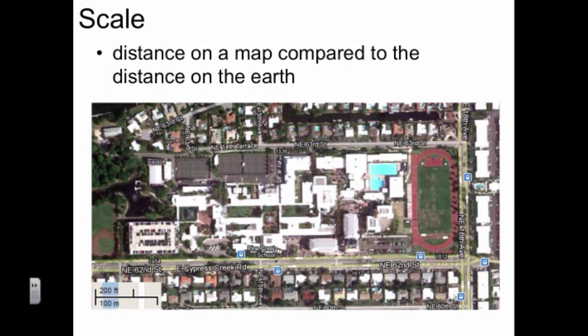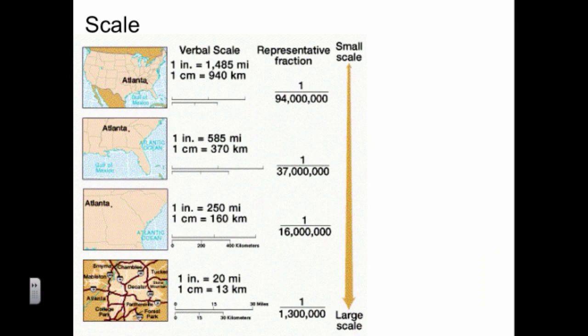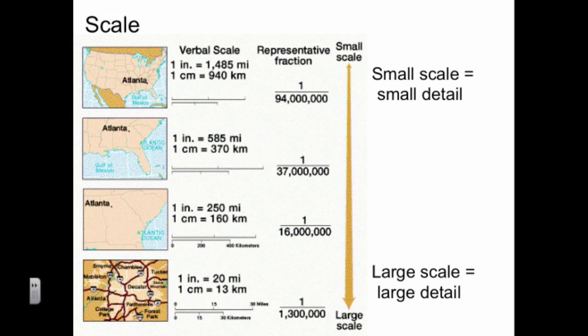But in a map, scale means the distance on a map compared to the distance on the Earth. How much of the Earth has been shrunken down to fit on an image. So to understand scale in a map sense, it's really representative of a fraction. So if you look at this map with this scale, and you go down towards this map with this scale, you're actually going from smaller scale to larger scale. And that is because it's a smaller fraction compared to a larger fraction. The best way to remember this is that small scale means small detail. Large scale means large detail.